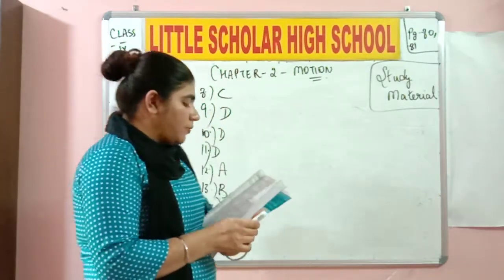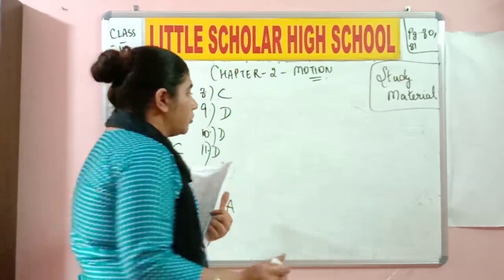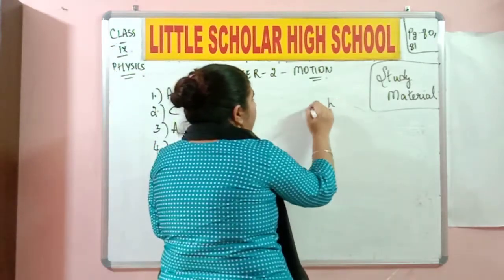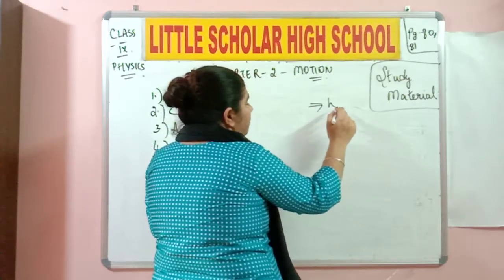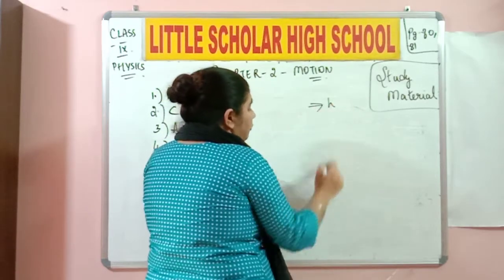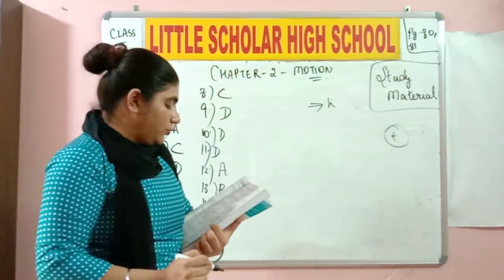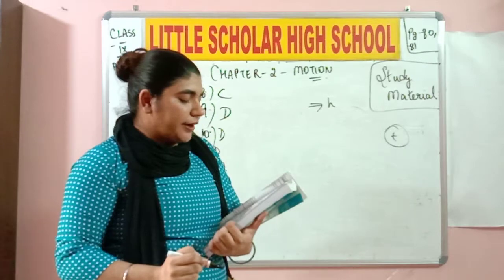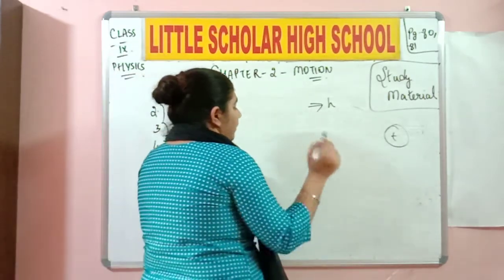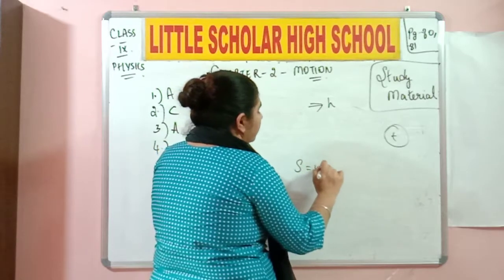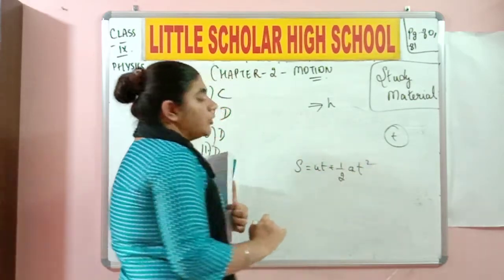Problem number 15: a body is released from height h, takes time t to reach the ground. So the body is released from this particular height, and the time taken by this body when it is released from height h is t. Now after time t by 2, what is its height from the ground? Basically, start using s is equal to ut plus half at square. That is the distance that we need to calculate.